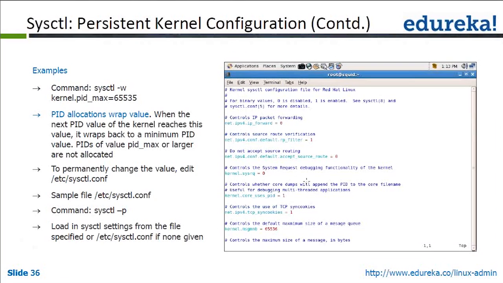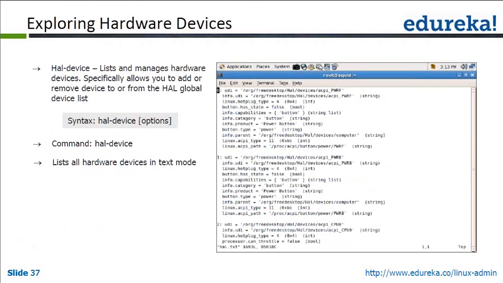Alright, this is one example here. The maximum process IDs have been set to this particular value. So the kernel does allocation of the process IDs. And you can also manage all these devices, whatever we have seen under /proc, using the device manager. That's a GUI tool that is available.